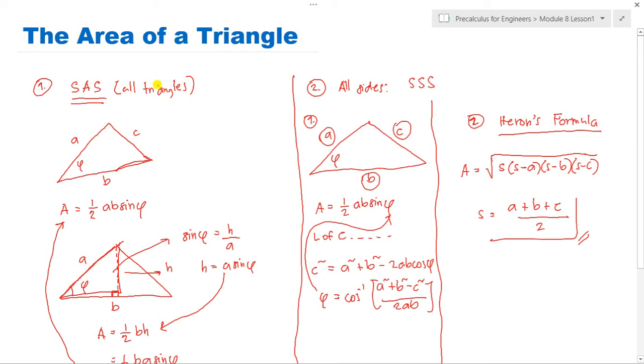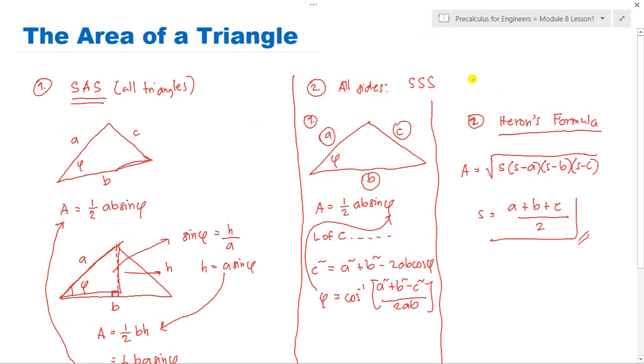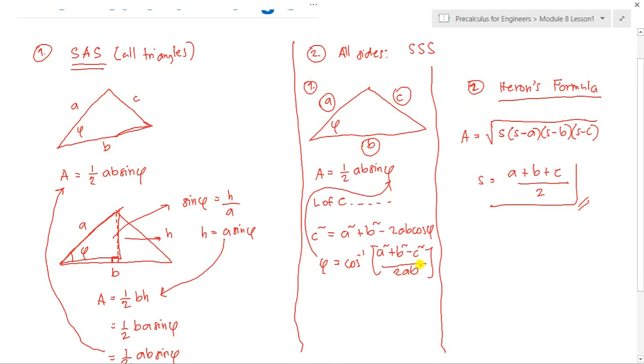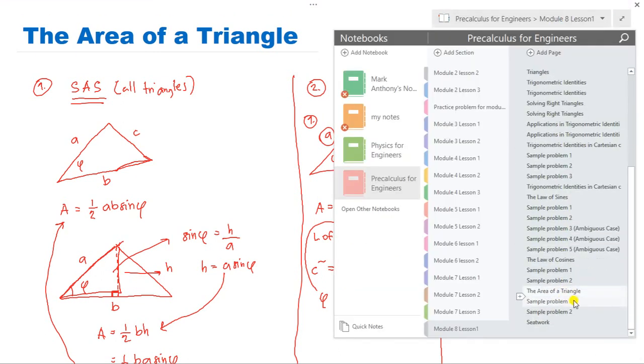If the given in the problem is side, included angle, and side, use 1/2 AB sine theta or sine gamma. If all sides are given, you can use the general formula 1/2 AB sine gamma, where gamma is taken from the law of cosines. Or you can use Heron's formula, the square root of S times S minus A, S minus B, S minus C, wherein S is the sum of the three sides divided by 2. Let us apply these to our problems.